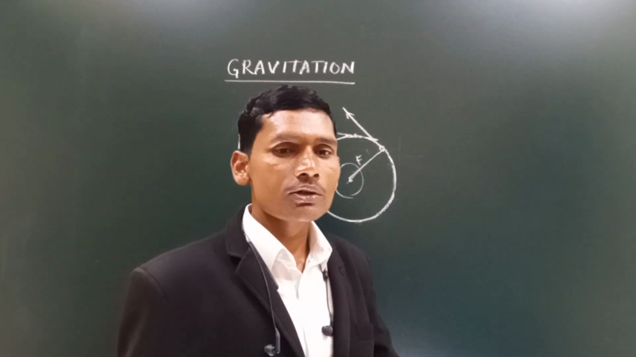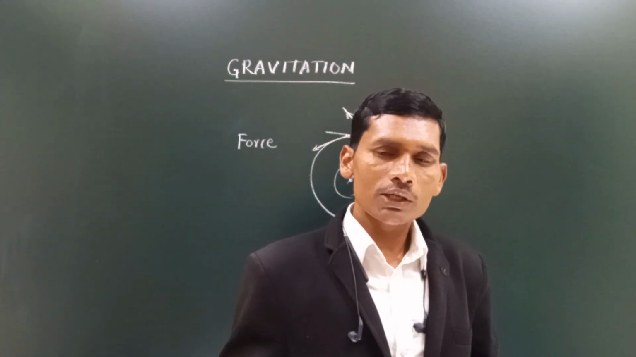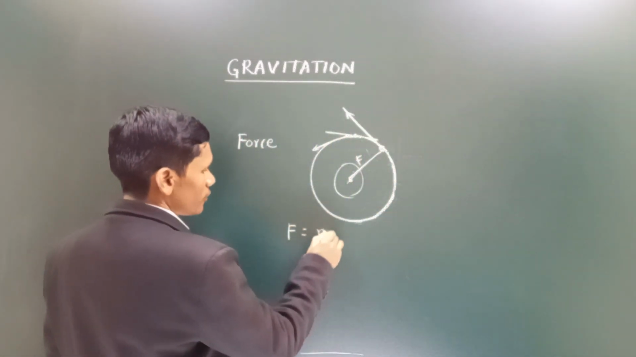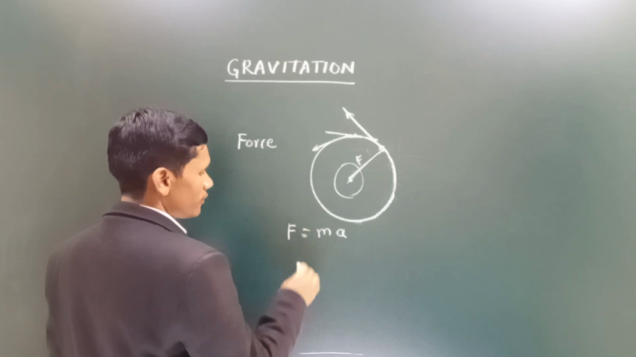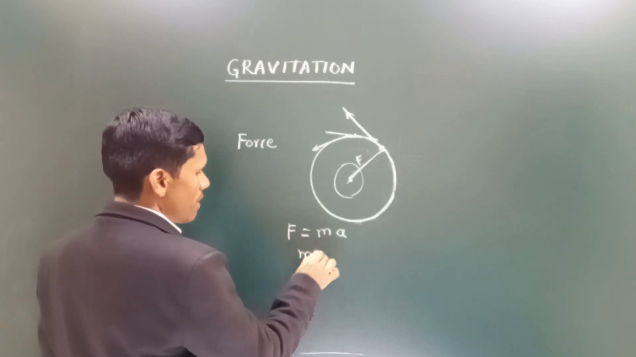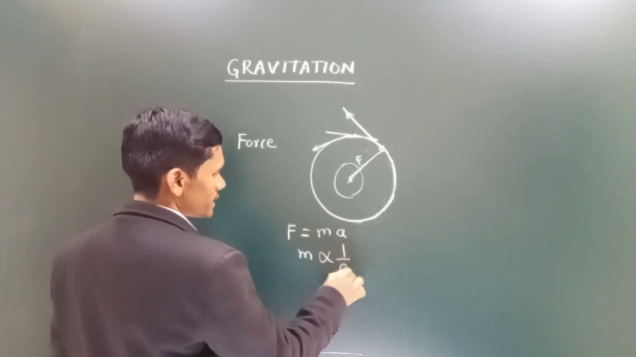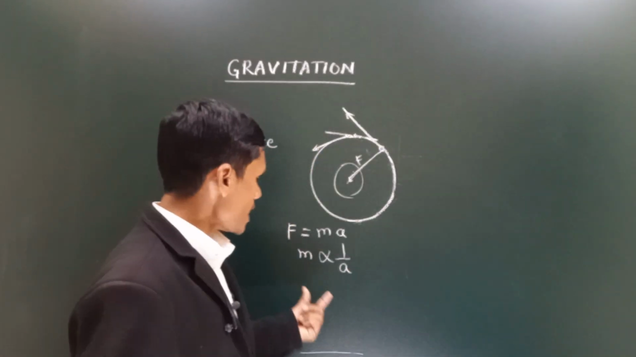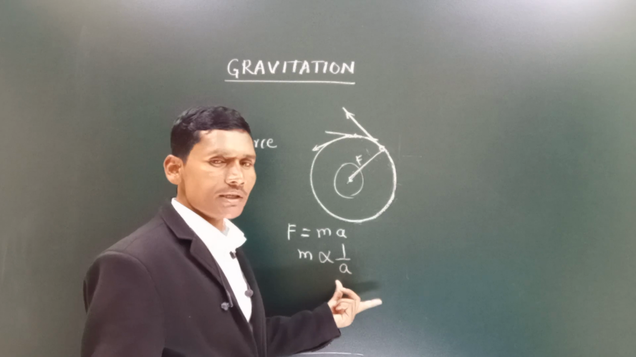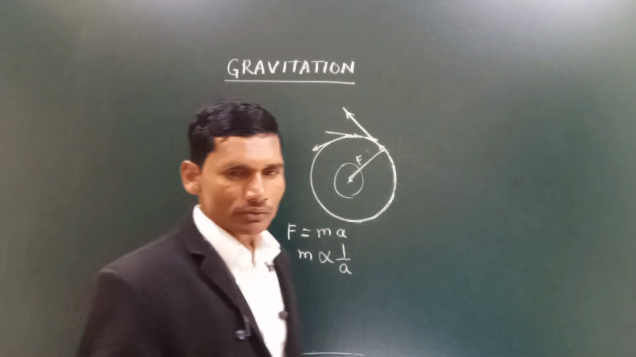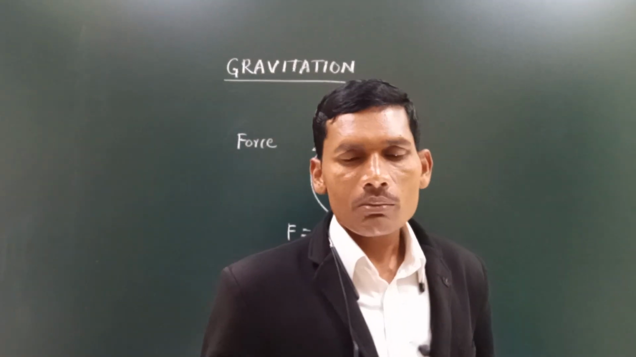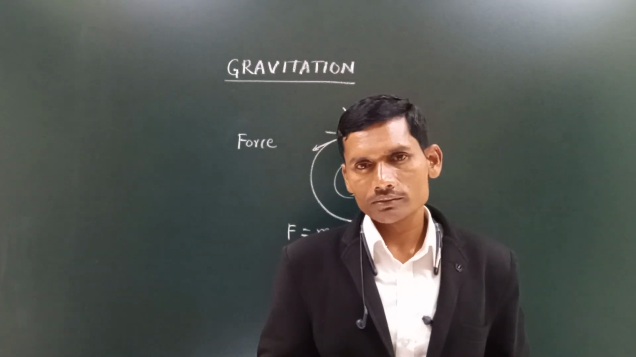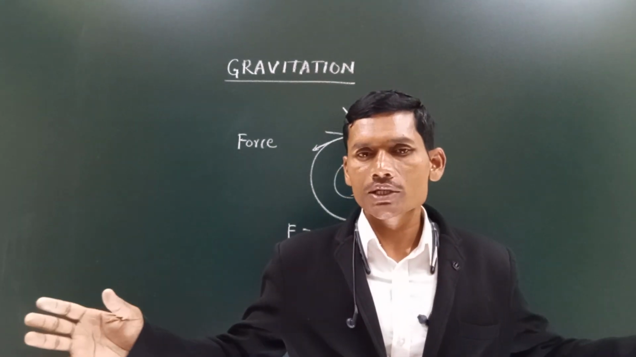But according to the second law of motion given by him, what does it say? For a given force, mass is inversely proportional to acceleration. Means as the mass of the object increases, acceleration decreases. Coming to the apple, the mass of the apple is negligible as compared to the mass of the earth. The mass of the earth is very huge.